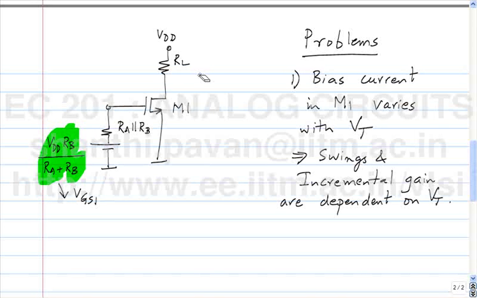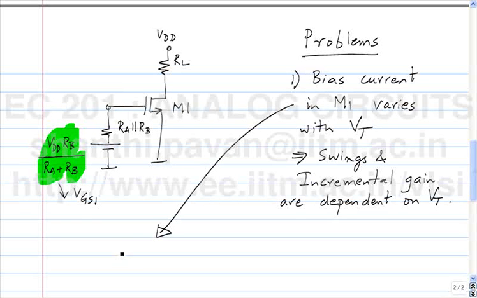The incremental gain depends on VT simply because the gate source of the MOSFET is a fixed voltage, and that is equal to VDD times RB by RA plus RB. So as the threshold voltage of the MOSFET changes, the VGS minus VT of the MOSFET goes on changing, which means that since the bias current of the MOSFET is proportional to VGS minus VT the whole square, the drain current of the MOSFET keeps changing, which means that the gm also keeps changing, which means that the swing also changes. Is that understood? So the root cause of all these problems is now what? The problem is this: bias current in M1 varies with VT.